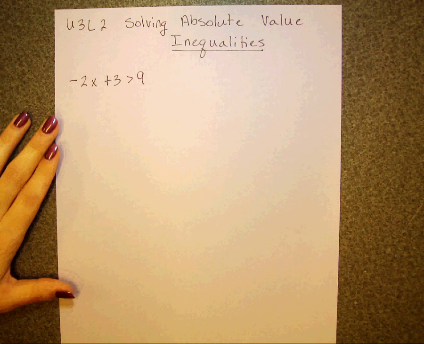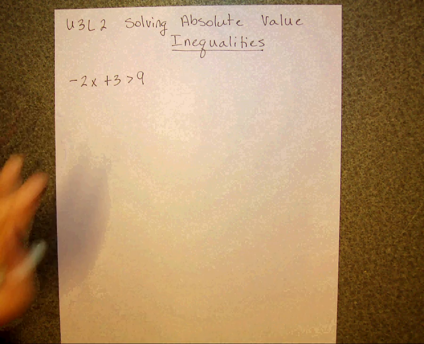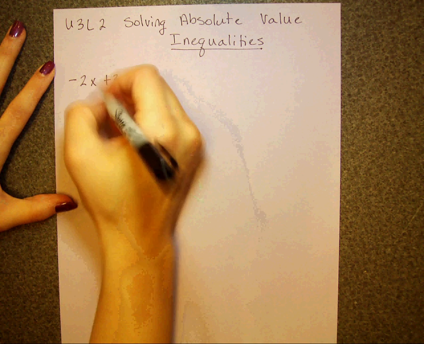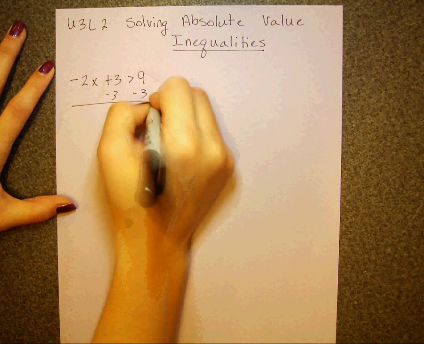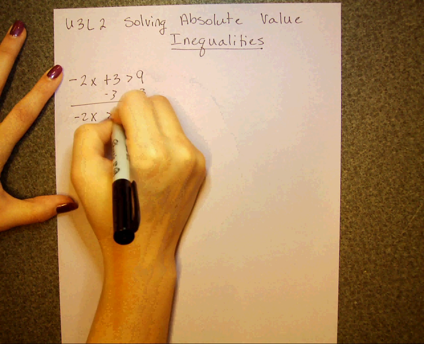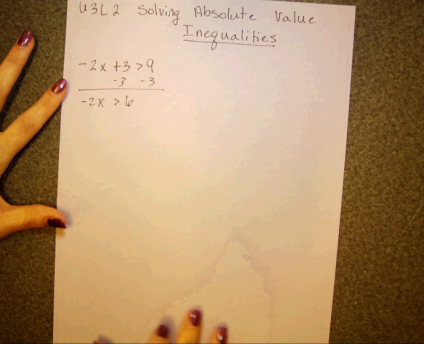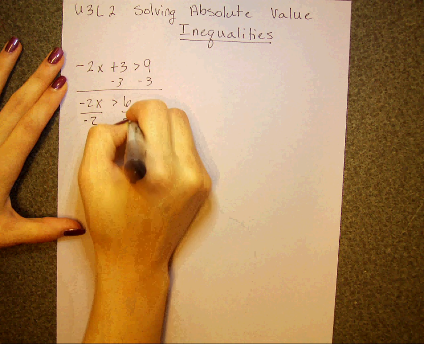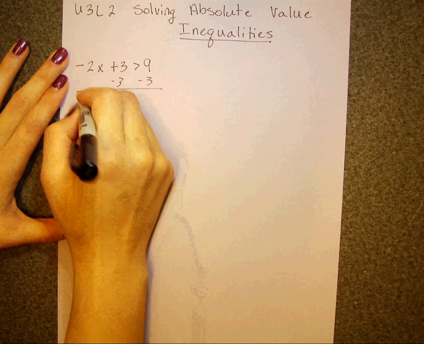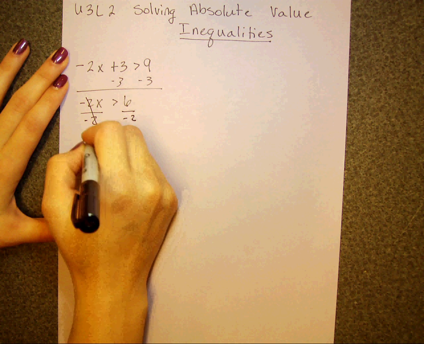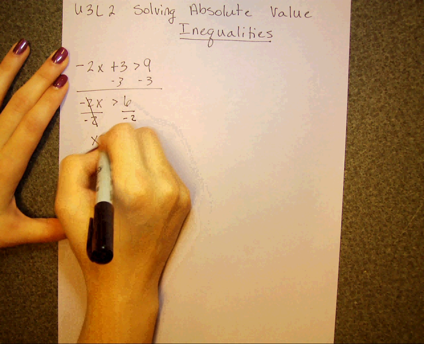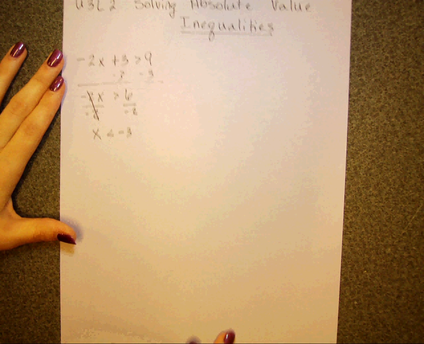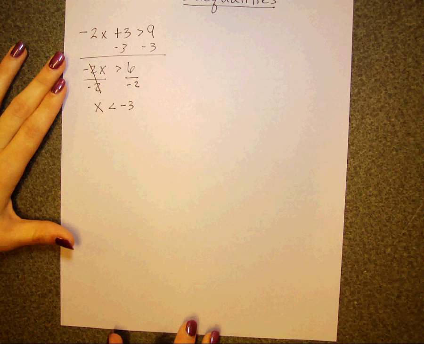So let's say I have negative 2x plus 3 is greater than 9. My goal is to get x all by itself, so it's just a refresher on solving inequalities. Just like in an equation, I would subtract 3 from both sides. I get negative 2x is greater than 6. Now the difference here, in order to get x all by itself, I would still divide by negative 2. But recall with inequalities, if I divide by a negative number, it flips my inequality symbol the other way, so x is less than negative 3.